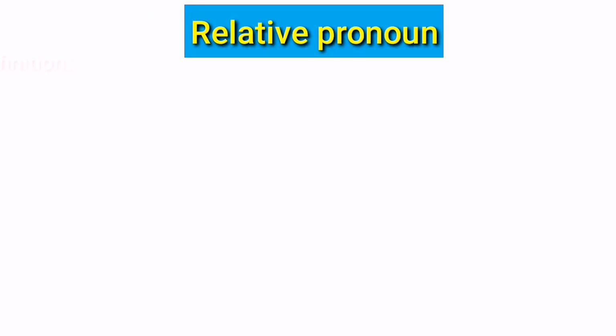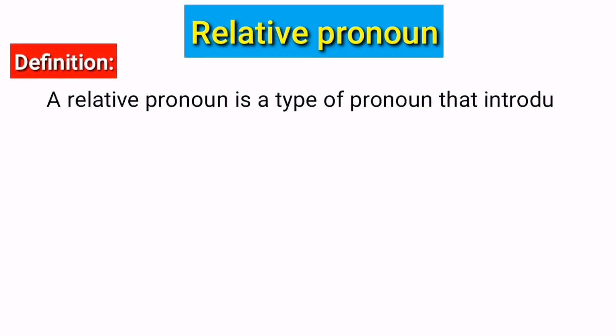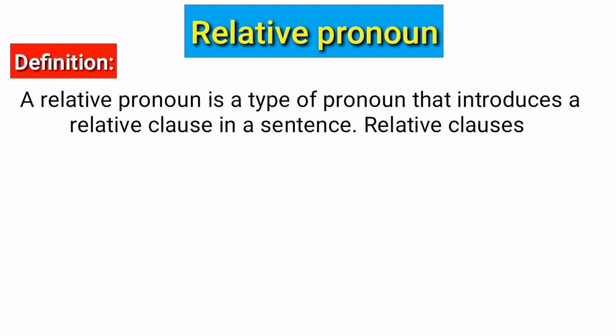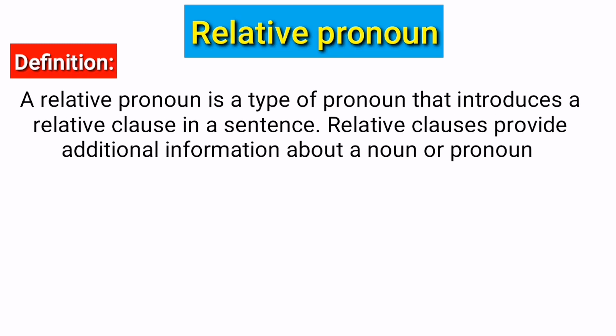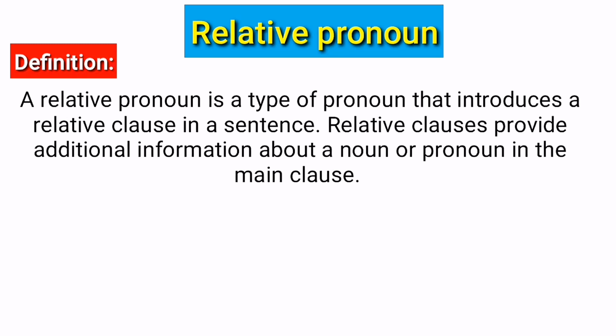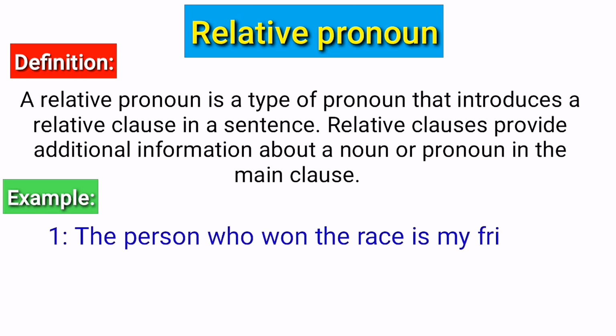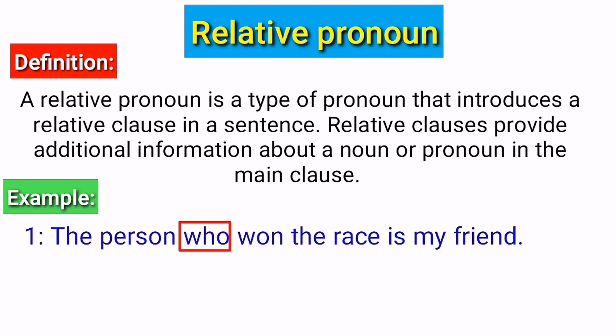Relative pronoun. A relative pronoun is a type of pronoun that introduces a relative clause in a sentence. Relative clauses provide additional information about a noun or pronoun in the main clause. For example, "The person who won the race is my friend." The relative pronoun, who, introduces the relative clause, who won the race. It gives more information about the noun, person, in the main clause.